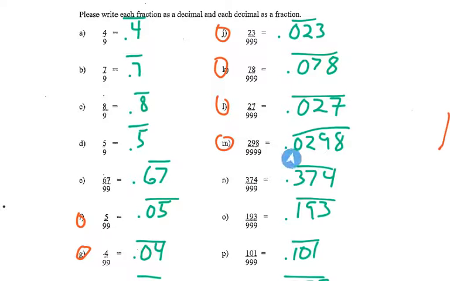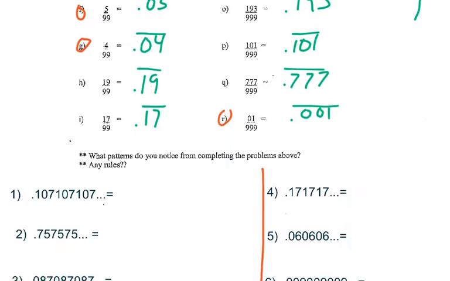So I need a placeholder there in front of the 2, so I have 4 numbers that repeat. So if I were to continue this decimal, it actually goes 0298, 0298, ... forever. Okay? Alright, so go ahead and scroll to the bottom.